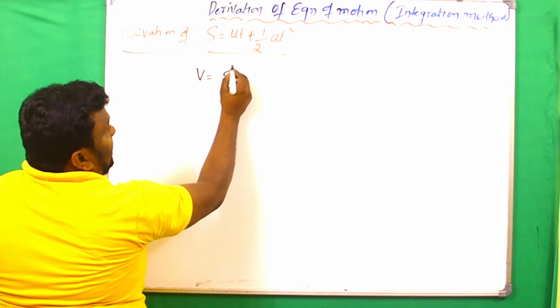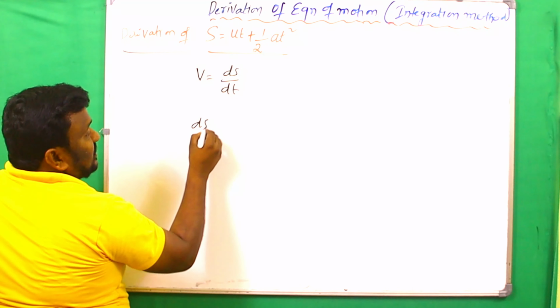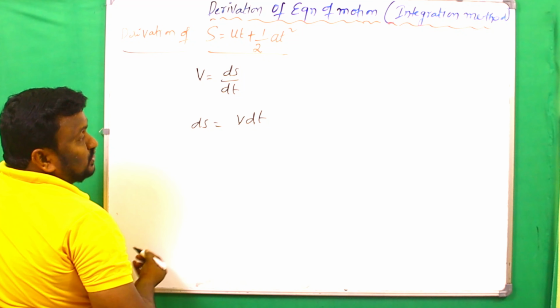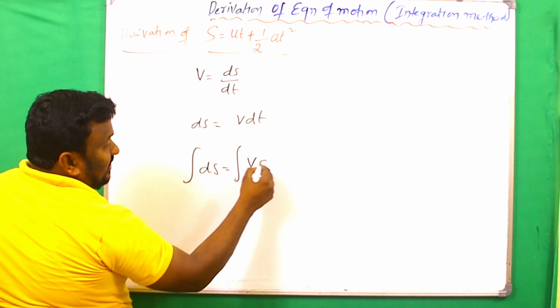v is equal to ds by dt, we know that. From that what can we write? ds is equal to v into dt. So now we have to integrate on both sides. Integral ds is equal to integral v dt.